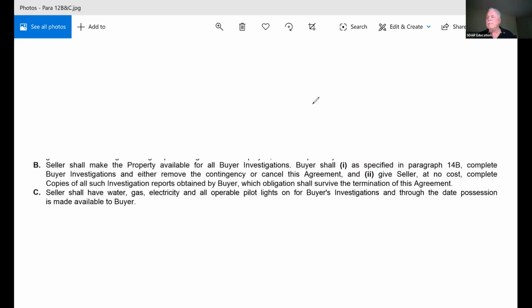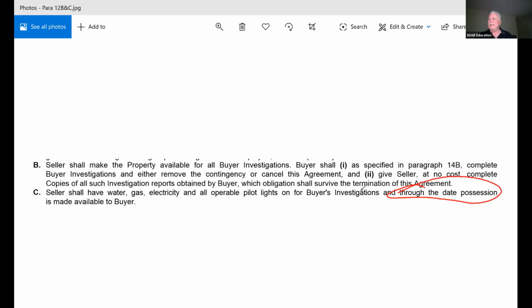Good, okay. Sellers shall have water. I love this. You get out to the property, do your inspection. The gas isn't on, the water's turned off. The inspector essentially is shut down. They can't do their inspection. So the seller agrees to have everything on, but how long do they have to have it on? And through the date of possession made available to the buyer.